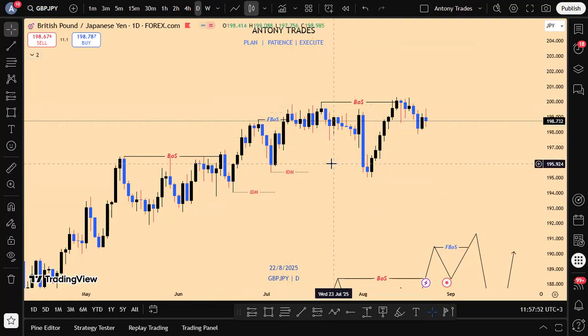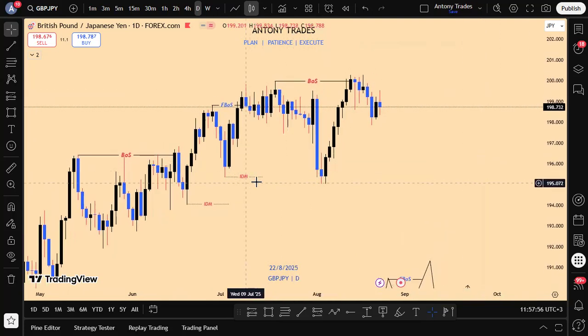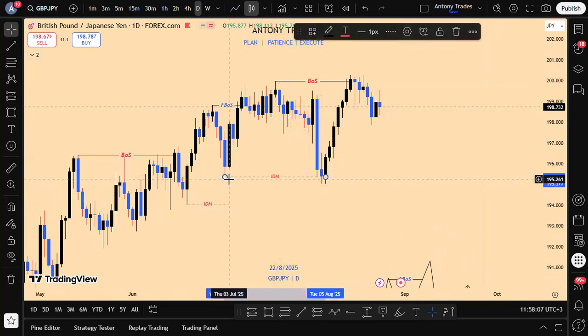Then now, what do we see, guys? What do we see? Then the market had to come down and sweep this liquidity down here. Very nicely, you can see the market came down and swept liquidity below this major inducement, or below this low.